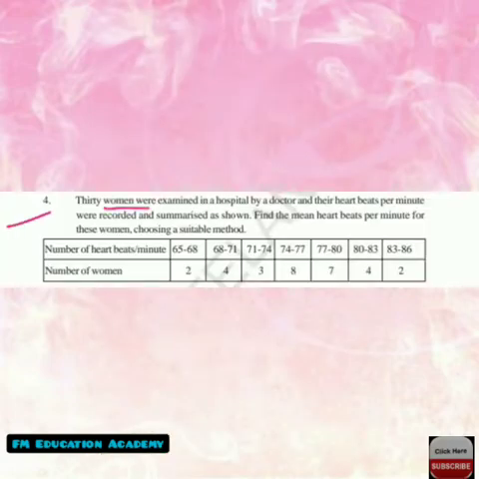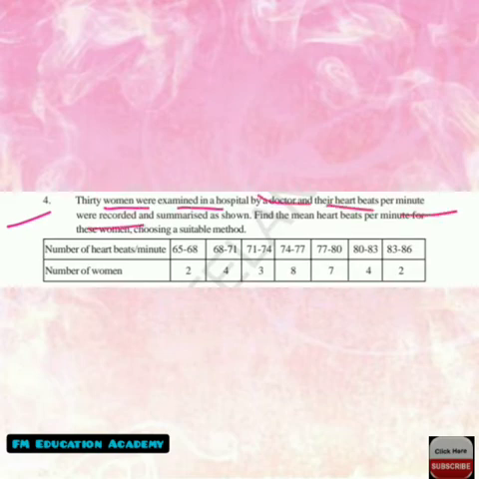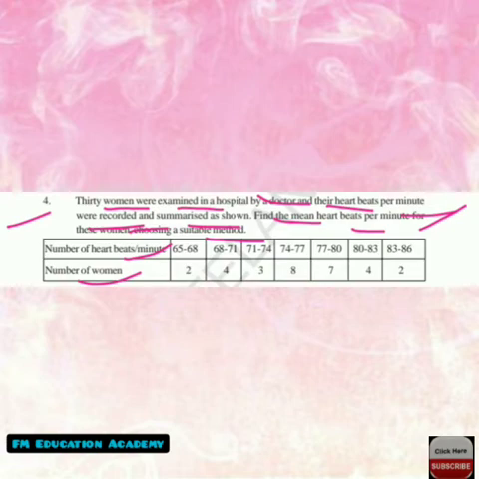Fourth question. 30 women were examined in a hospital by a doctor and their heartbeats per minute were recorded and summarized as shown. Find the mean heartbeats per minute of the women choosing a suitable method. In the question, number of heartbeats, that is class interval, is given, and number of women, that is frequency, is given. We have to find out the mean. So which method we have to use?